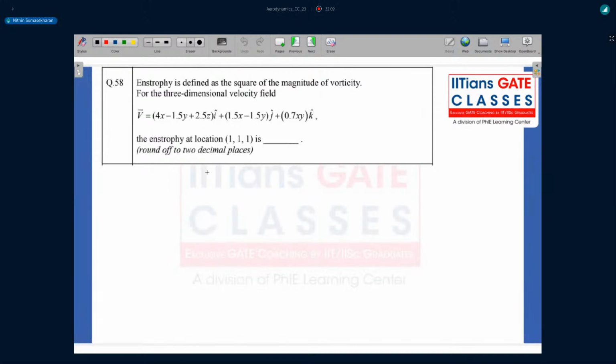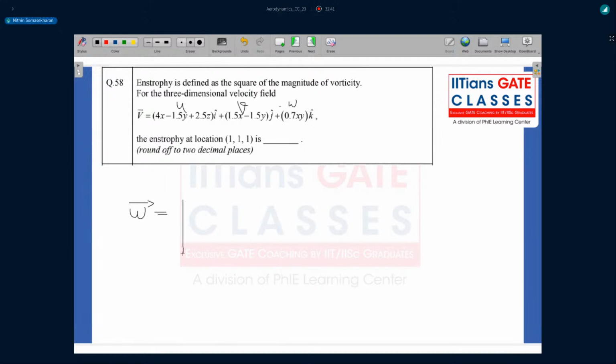Look at this problem. Entropy is defined as the square of the magnitude of vorticity for a three-dimensional flow field, and the velocity field is given over here. You have your u, v, w. So this is u, this is v, this is w. And they want the entropy at the location 1, 1, 1. So first, entropy is nothing but the square of the magnitude of vorticity. So let's find the vorticity.